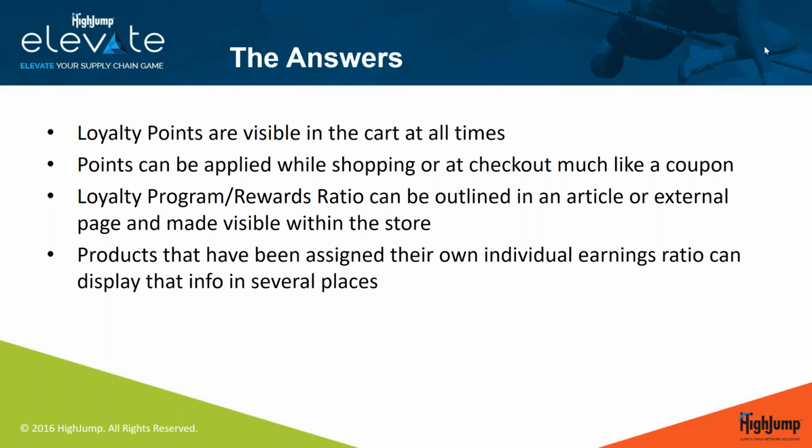The loyalty program can be outlined in either an article or any non-External page that you wanted to mock up with customer-facing language. You'll be able to point people in the direction of that link, so people can read and learn more about how the program works, and we'll see that firsthand as well. Products that have been assigned their own individual earnings ratio can display that information in several places. We'll go through the process through which we set up the global earnings rules, but certain products can be weighted differently than others, and we'll be able to display that to customers if and when they navigate to that category.